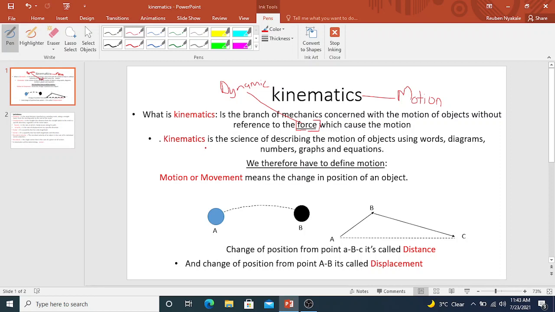Kinematics is the science of describing the motion of objects using words, diagrams, numbers, graphs, and equations. We will be covering all those elements listed in kinematics, which is the science of describing the motion of objects, using words, diagrams, and those elements.